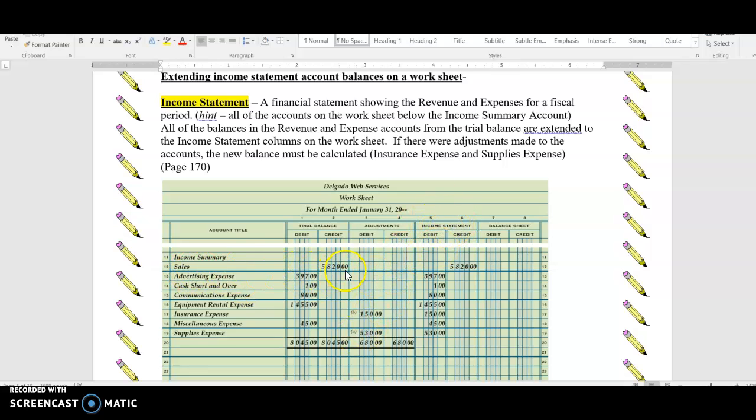Our sales is the first one. We have a credit, and we extend it over to the credit for the income statement. All the expenses are debits. So these from advertising all the way down to equipment are debits. We extend them over. Starting with insurance, though, there's nothing in the trial balance, but we have a debit in the adjustment, so we just continue to carry that debit of $150 over, which became the expense from our insurance.